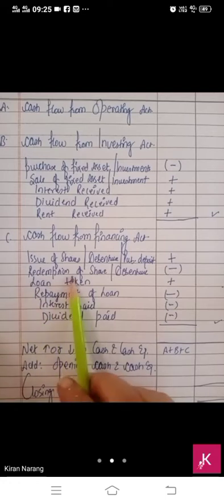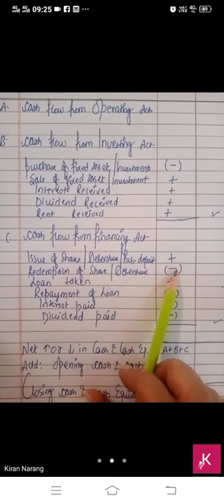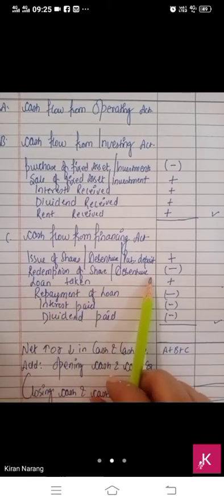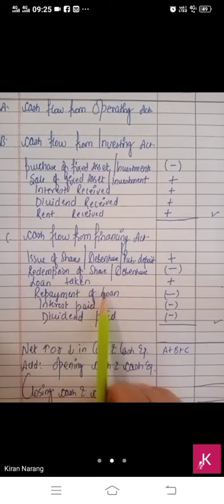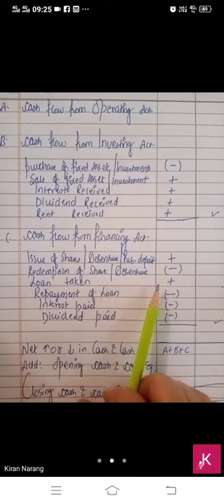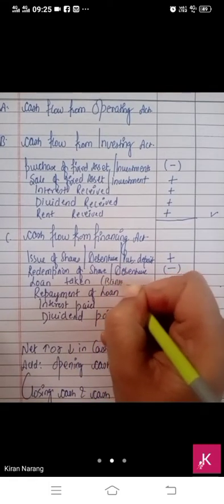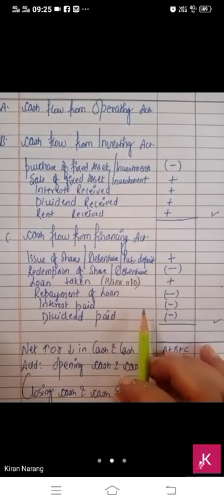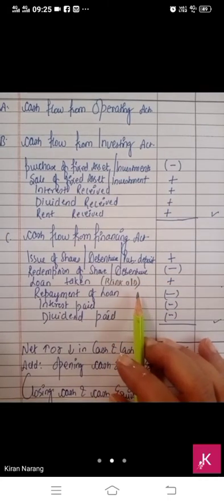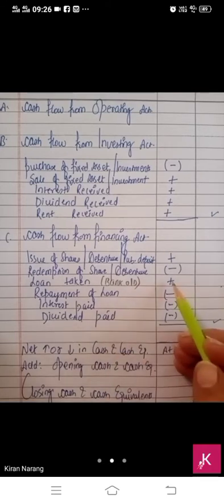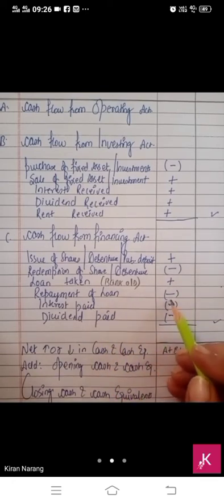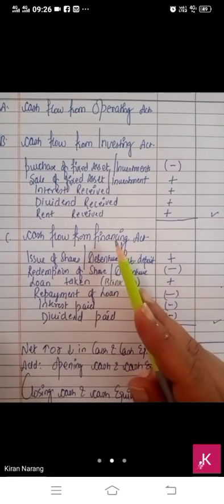Issue of shares, debentures and public deposit, add. Redemption of shares, debentures, subtract. Loan taken, long-term loan, if we have taken any type of loan, mortgage loan, loan from financial institution, bank loan, even bank overdraft, including bank overdraft. As per new guidelines of the book, bank overdraft is also financing activity. If we are taking it will be added. If we are repaying it will be subtracted. And only two expenses, interest paid and dividend paid, they both are related to financing activities.